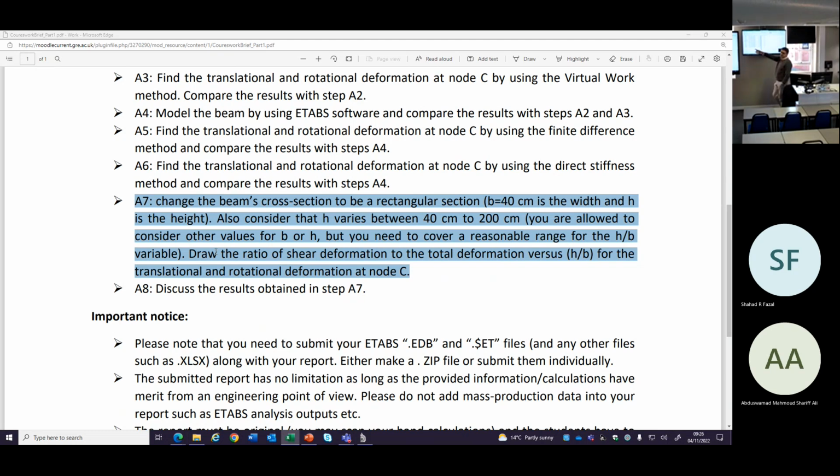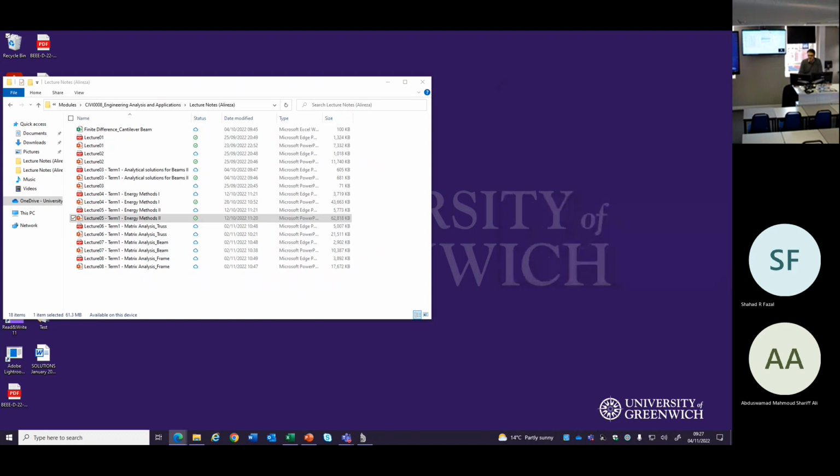So far, until A6, you had this data and you had a column, a value for A, cross-section area. That's fine, okay? But in A7, forget about this A, and we will deal like this. It says, change the beam's cross-section to be a rectangular section. Let me just put it here.